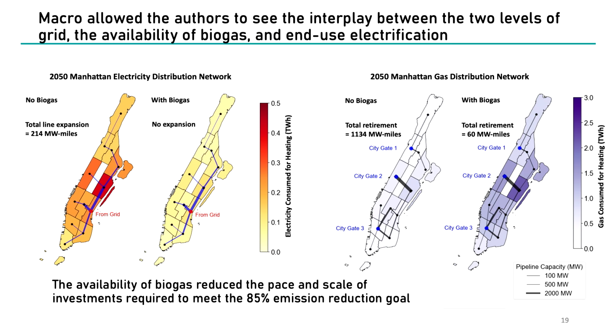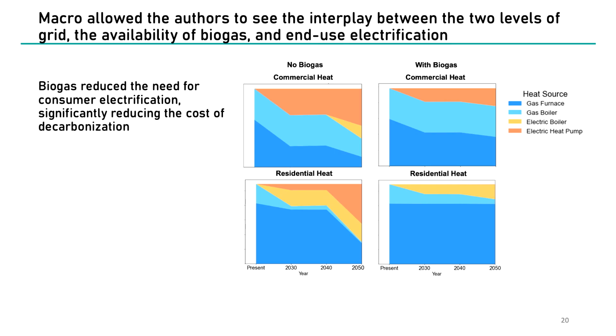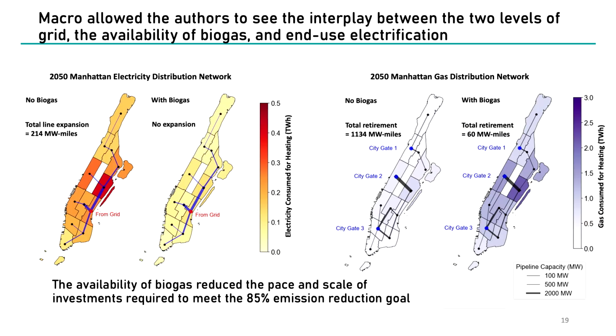And so instead of getting rid of 1,000 megawatt-miles of natural gas pipeline, you only got rid of 60. And you could reduce the pace and scale of investments to hit your 85% emission goal, and they were able to see that this was great. And this one I don't want to go through just because of the amount of time, but this was looking at different assumptions about the ways that people chose to electrify or not electrify their end use. I've run through this quite quickly, but I don't know, any questions about how you might use this in your own work, or inklings?